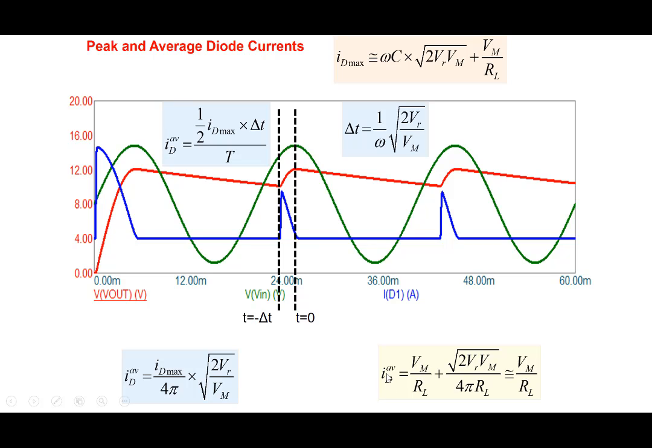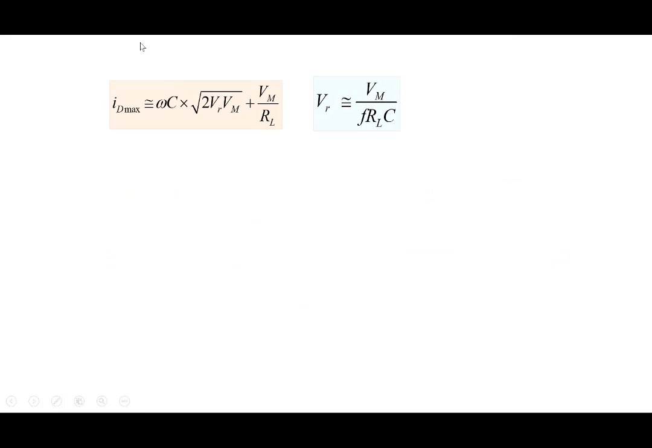And it makes sense also that the average current through the diode is equal to Vm by RL, because in a circuit the load RL is drawing a current, the output voltage is approximately equal to Vm, and the average load current is Vm by RL, and that current is what is being supplied by the diode. So the average load current is nothing but the average diode current. So that makes sense. So these are the equations. ID max is omega C square root 2 VR Vm plus Vm by RL. Ripple is over here, and ID average is approximately equal to Vm by RL here.